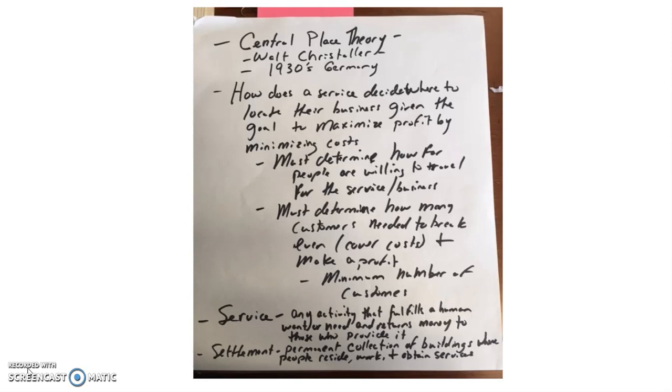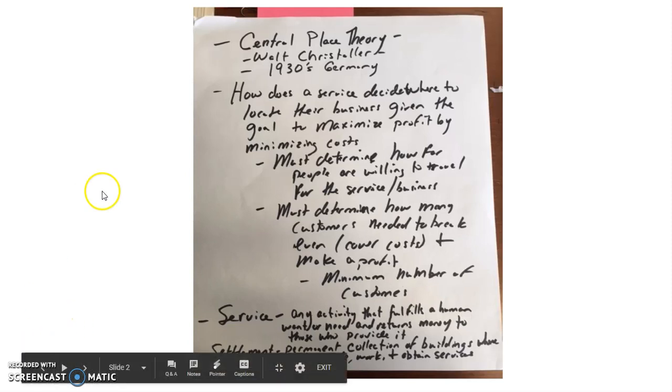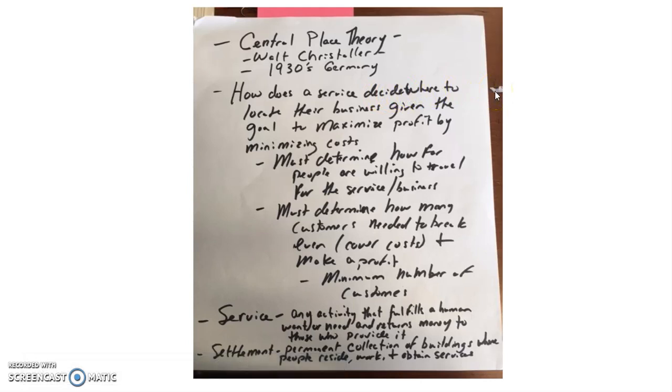How does a provider decide where to locate his or her service business? So again, the purpose of this: how does a service decide where to locate their business, given the goal to maximize profit by minimizing costs? Just like a farmer, just like a manufacturer, any business owner, the goal is to maximize profit by minimizing costs. Not just to make money, no, maximize profit by minimizing costs.